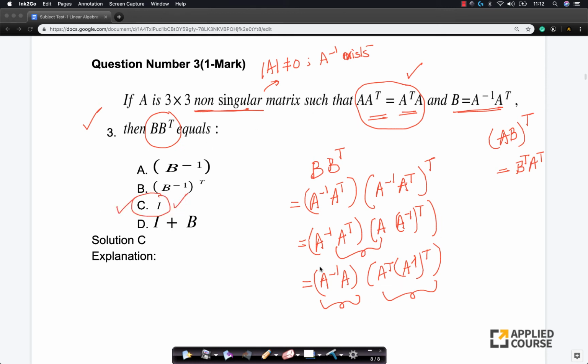Again, it's a very, very simple problem. You just have to simplify it, and when you're simplifying it, keep a lookout for all these options. Try to get your solution into either B inverse format or B inverse transpose or I plus B. As soon as I observed this given statement, I said, okay, if I can move these two around here, I can make this identity and I can also make this identity, which means option C could be correct.